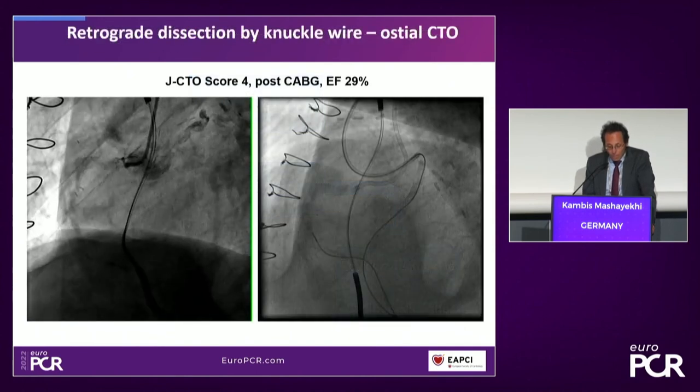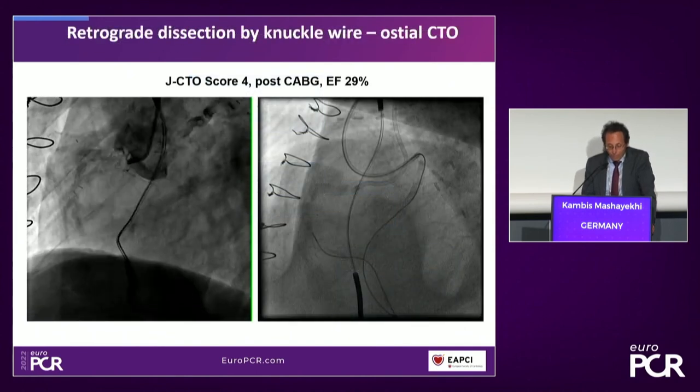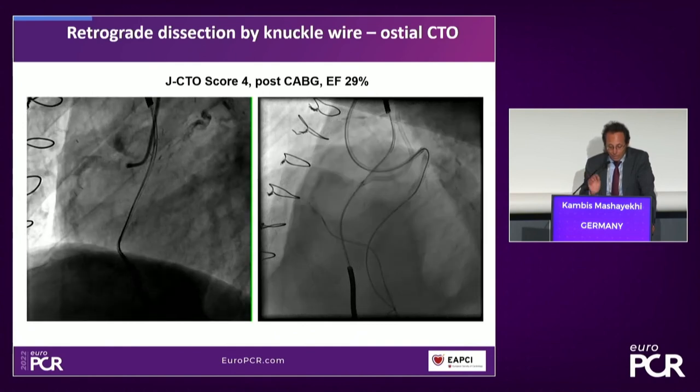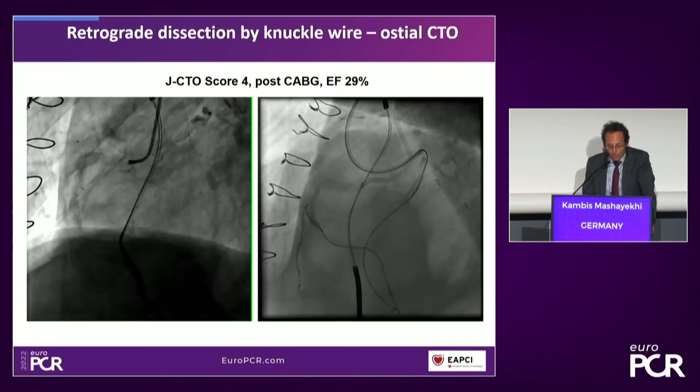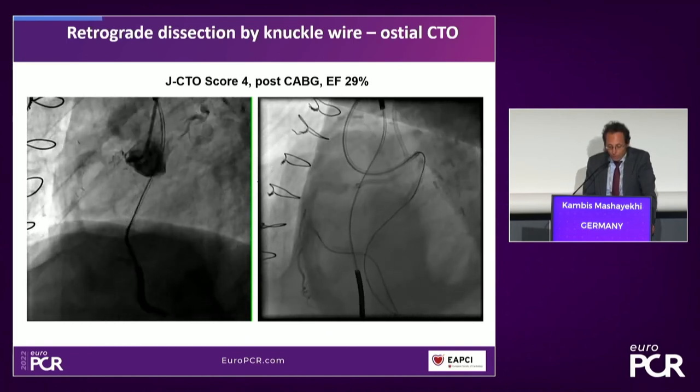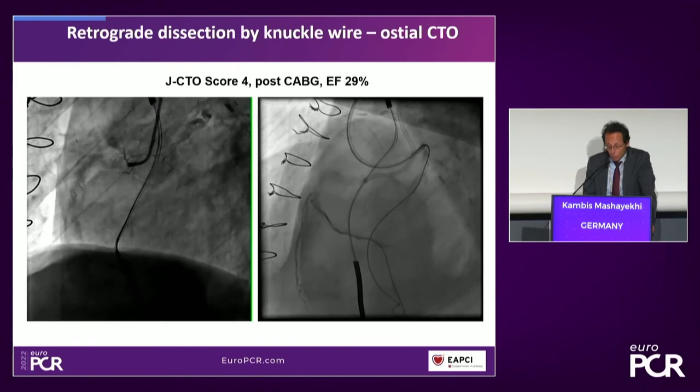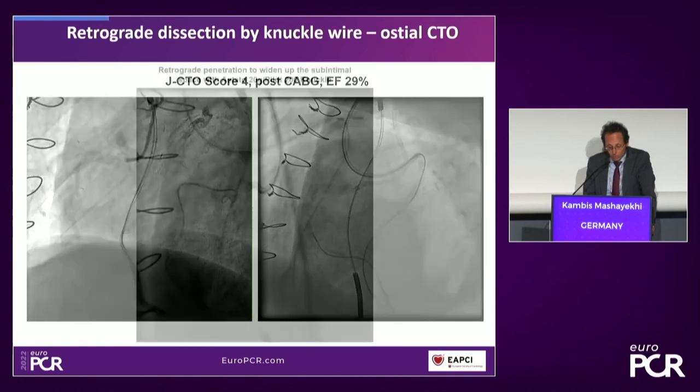The other thing is, when you have scenarios like this, how to dissect this vessel is not easy, because we could not engage any microcatheter or wire antegradely. And here, retrograde dissection was created. So first you need a retrograde approach, for sure.